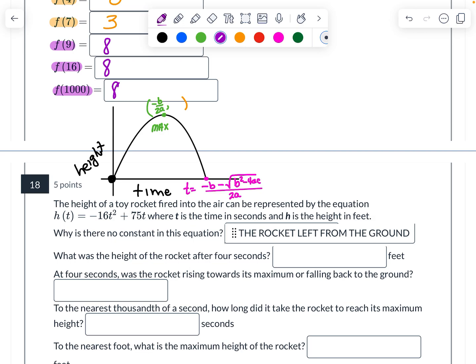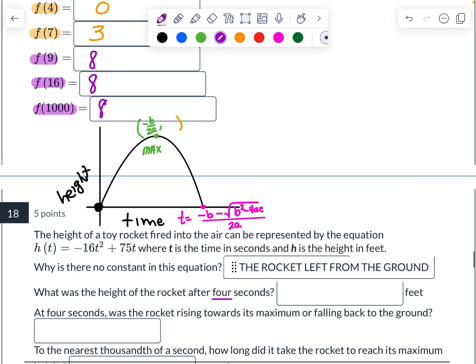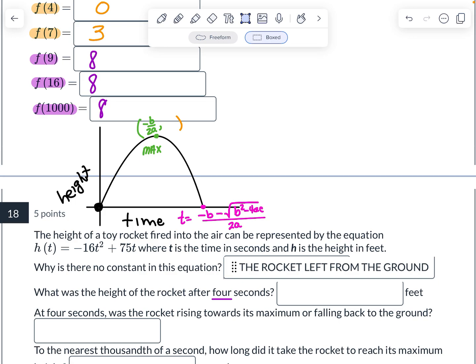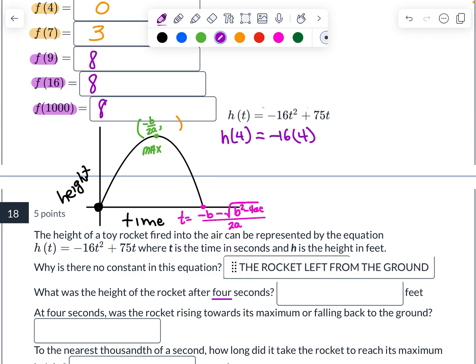And then also this one. What is the height of the rocket after 4 seconds? So when we go to do 4 seconds, we are going to take this equation right here, and we're going to do it with 4 seconds. So we're going to say h of 4 equals negative 16 times 4 squared, plus 75 times 4. You can put that in your calculator.